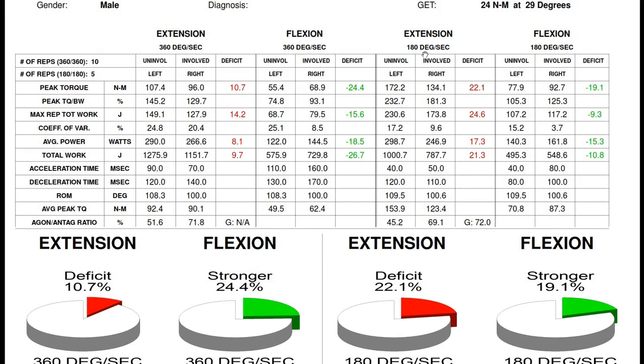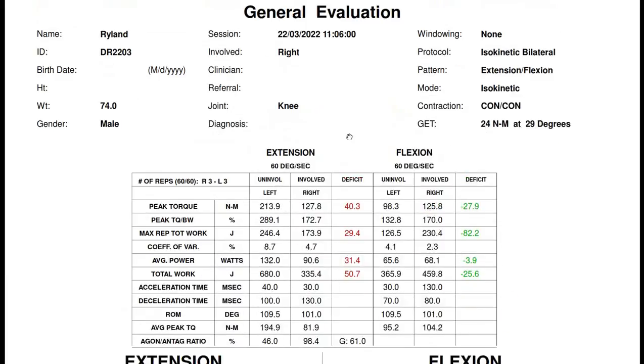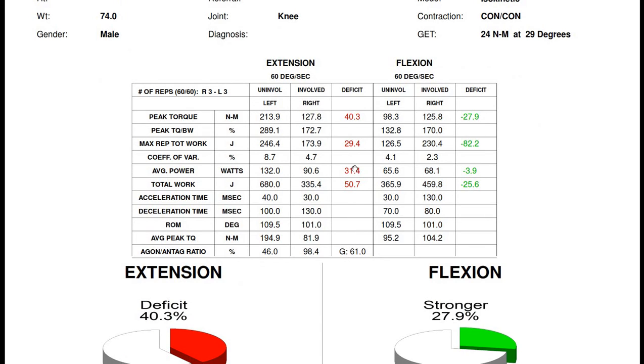So let's go on. We'll ignore the 180 for now. Go to the 60. So this is the slow test, 60 degrees per second. To be fair, I tend to ignore the 180 degrees per second test if I can't find anything in the others. For me, 180 is just there just in case. I like to use the fast and the slow test, the 360 and the 60 degrees per second. So that's what we'll focus on here.